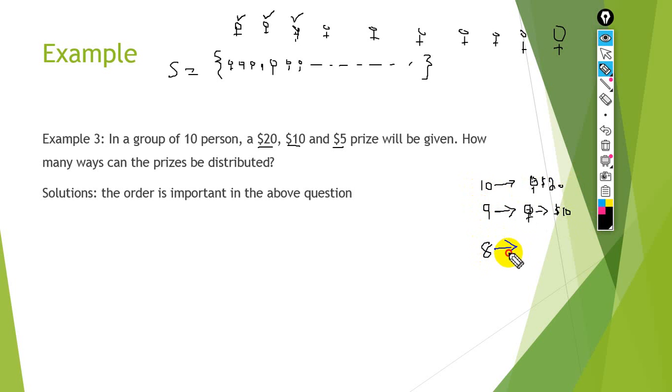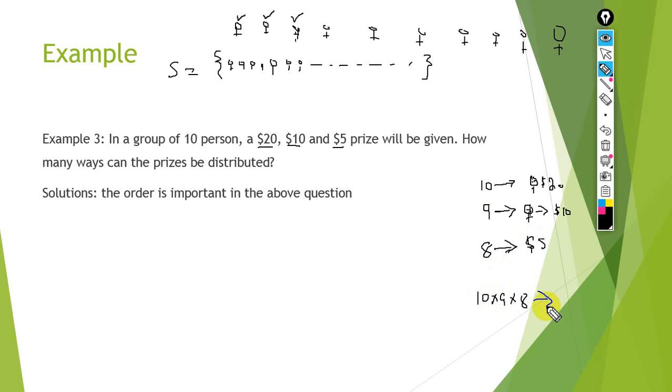So now from these 8 persons I will give the $5 prize. So we can find the permutation just like this: 10 multiplied by 9 multiplied by 8. So the number of sample points for this permutation is 10 multiplied by 9 multiplied by 8.